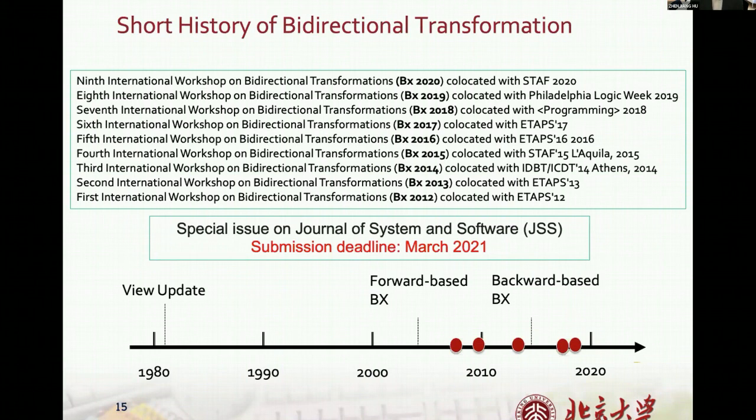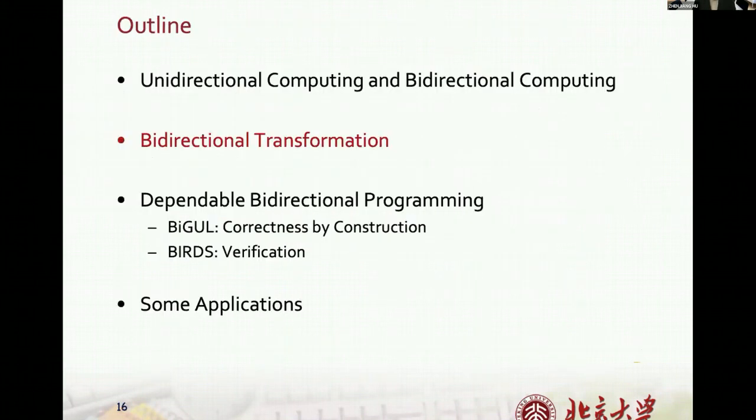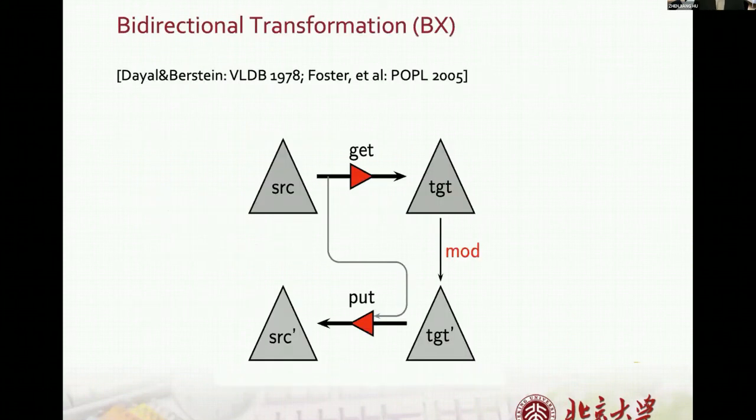So let's go back to bidirectional transformation. What is bidirectional transformation? The topic of this talk is how to develop robust or dependable bidirectional transformation. What do we mean by dependable? Bidirectional transformation, as just mentioned, consists of a pair of transformations. One is the forward transformation, sometimes we call it get. It's the map from the source to the target.